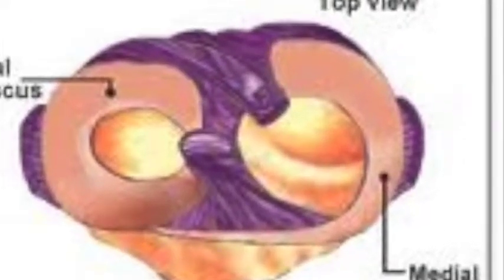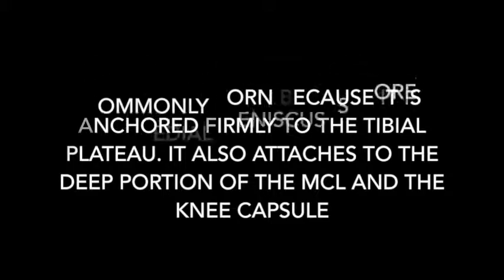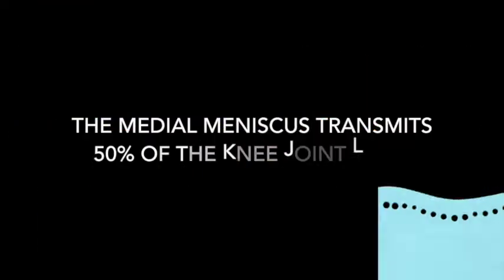The medial meniscus. The medial meniscus is C-shaped and is more broad posteriorly than anteriorly. It is more commonly torn because it is anchored firmly to the tibial plateau. It attaches to the deep portion of the MCL and the knee capsule. It has less tibial coverage, which increases contact area, and it transmits 50% of the joint load.